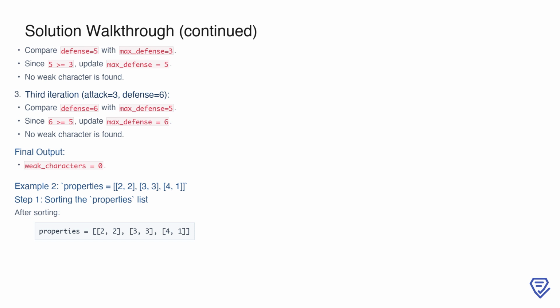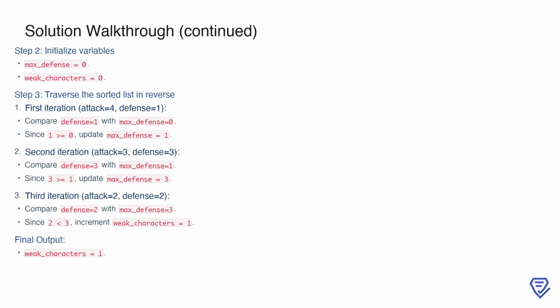Moving on to the next example, we consider the input 2, 2, 3, 3, 4, 1. After sorting, the list remains 2, 2, 3, 3, 4, 1, because the properties are already in the desired order. We initialize the variables again, max_defense is set to 0, and weak_characters is set to 0 as well. Now, we traverse the sorted list in reverse.